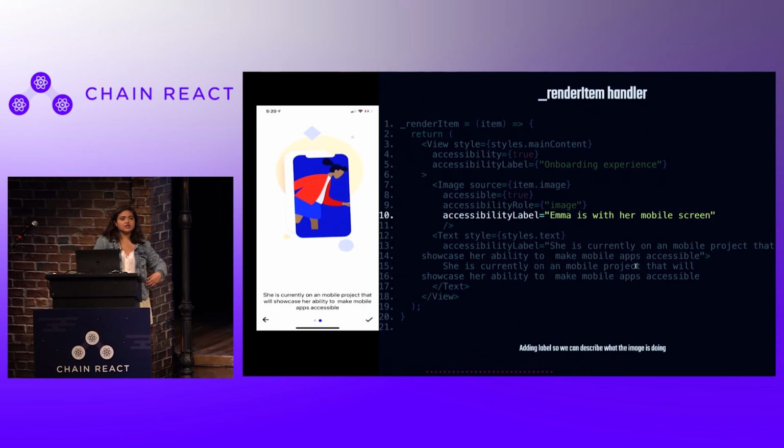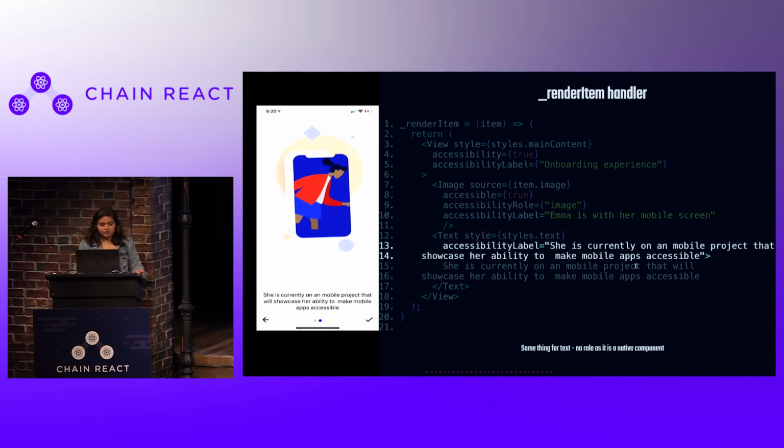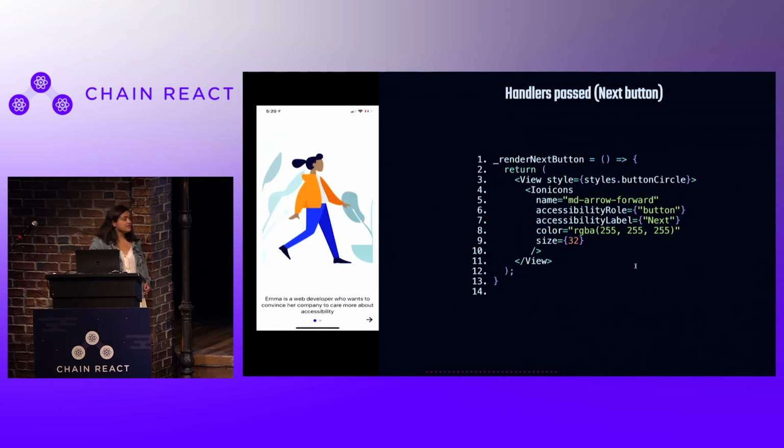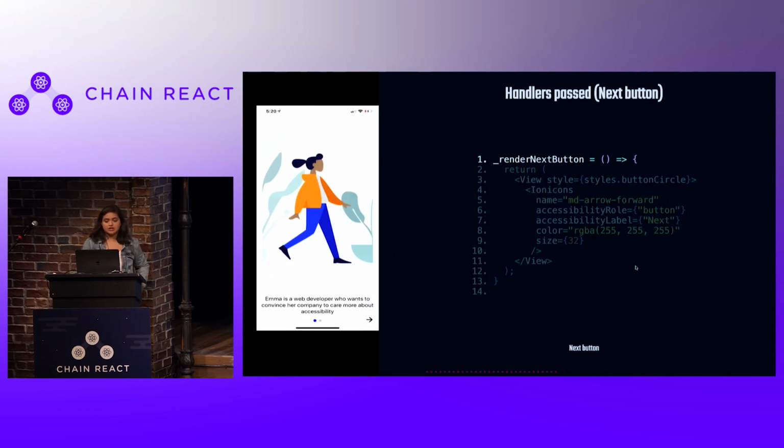Keep that in mind, this is literally like alt text that we use on the web, right? Like ARIA labels when we use them on the web. And you don't need to be super descriptive about what this image is doing, but just give users who are using VoiceOver an idea of what that specific image is doing. Again, accessibility label on the text. And these are the handlers passed in. So let's take a look at that.